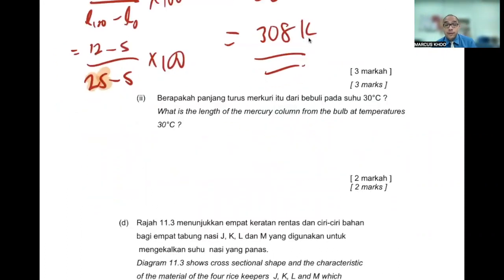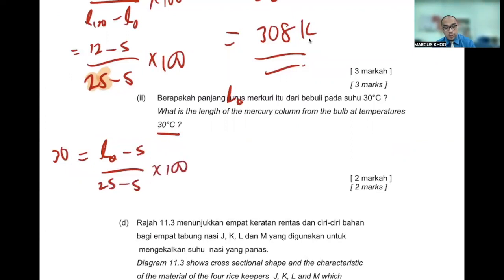Now, what is the length of the mercury column? They're asking for L theta when the temperature is 30 degrees Celsius. So 30 equals (L theta minus 5) over (25 minus 5) times 100. Do this and you should be able to get the answer. Hold on, 30 times 20 divided by 100 plus 5. About 11 cm. Sorry, about 11 cm. Let me just double check: 20 divided by 100 plus 5. Yeah, you should get 11 cm.